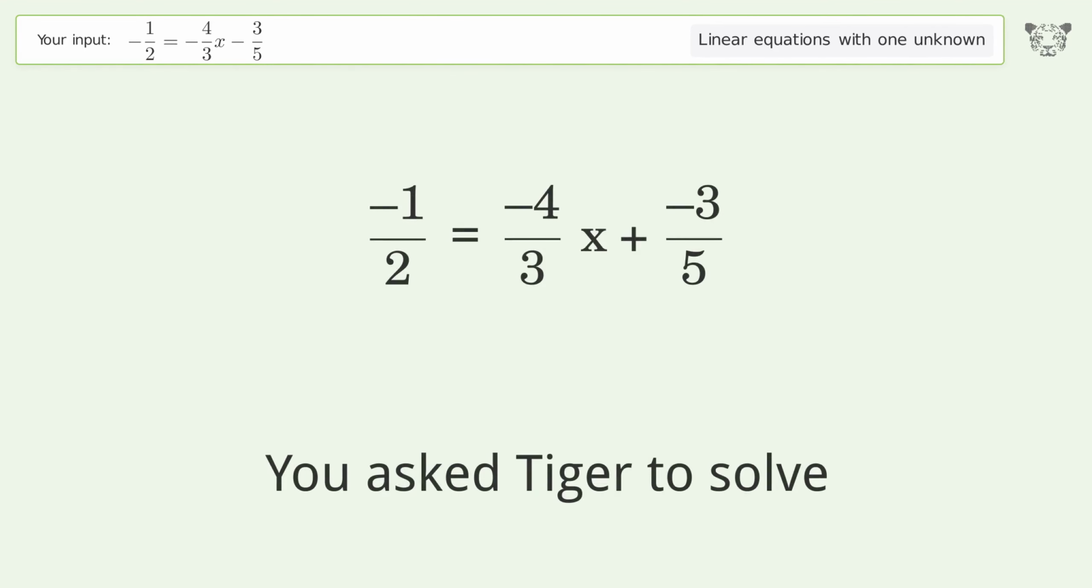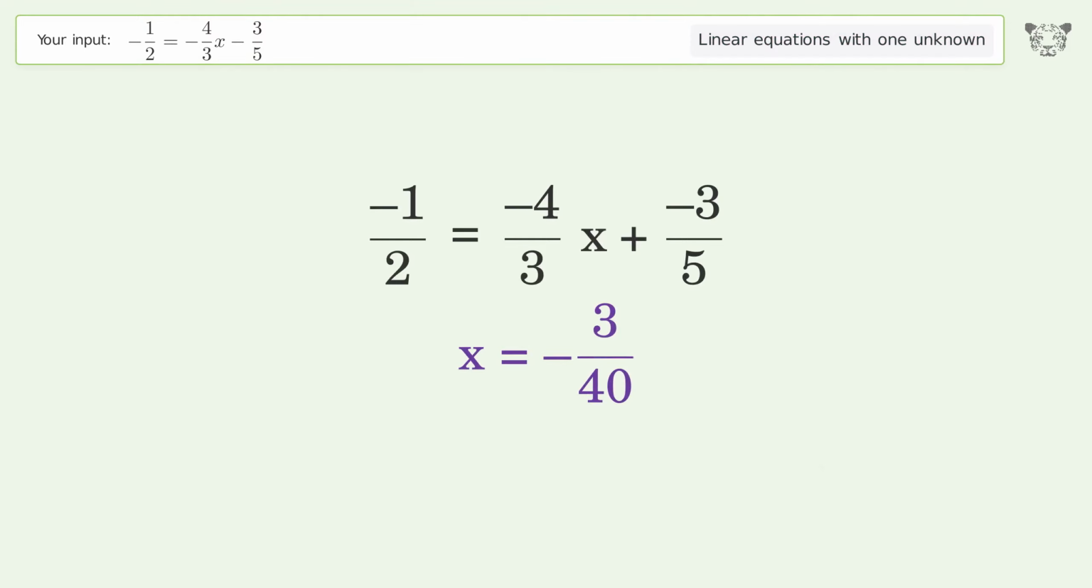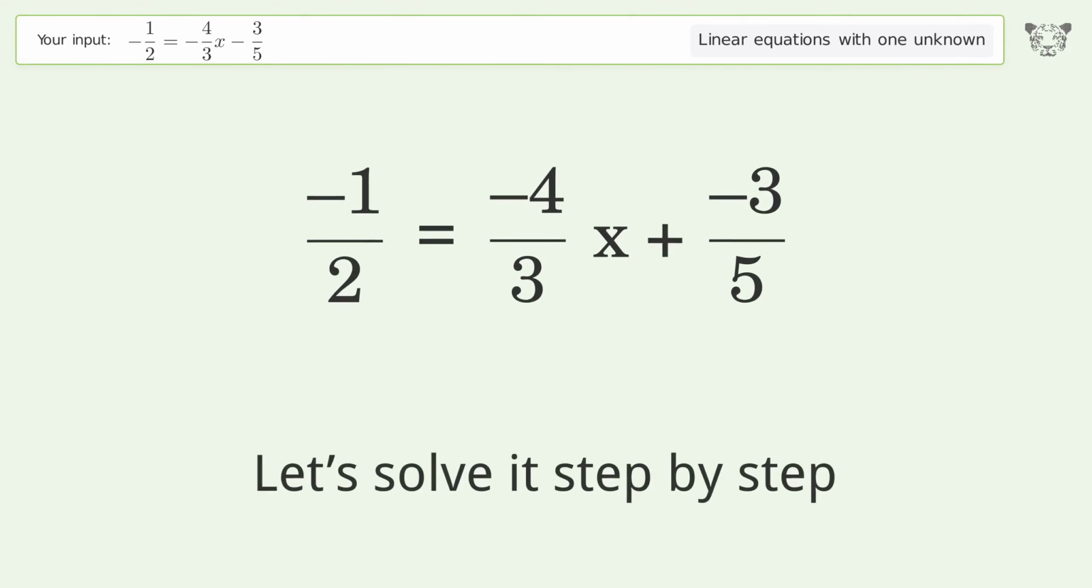You ask Tiger to solve. This deals with linear equations with one unknown. The final result is x equals -3/40. Let's solve it step by step.